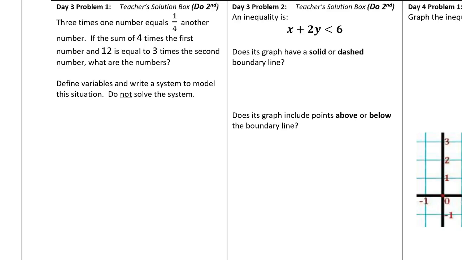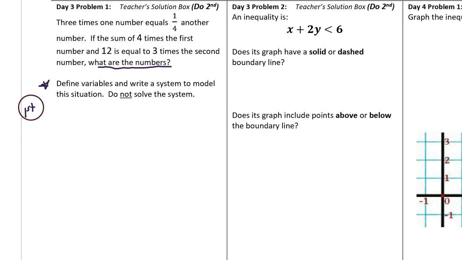Here's the answer for day 3, problem 1. 3 times a number equals 1/4 another number, and the sum of 4 times the first and 12 is equal to 3 times the second. What are the numbers? We're told to solve this problem using this technique, to define variables to represent these two numbers and to write a system to model it.